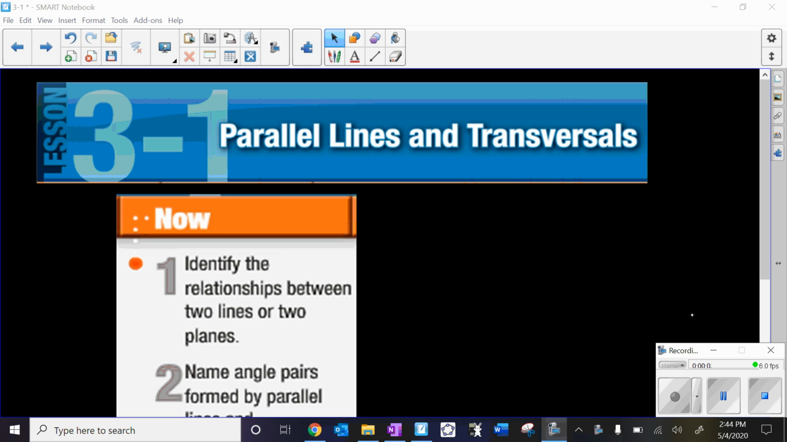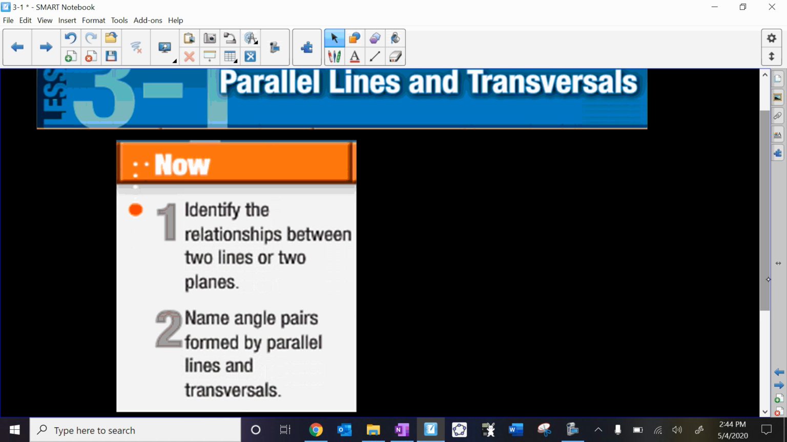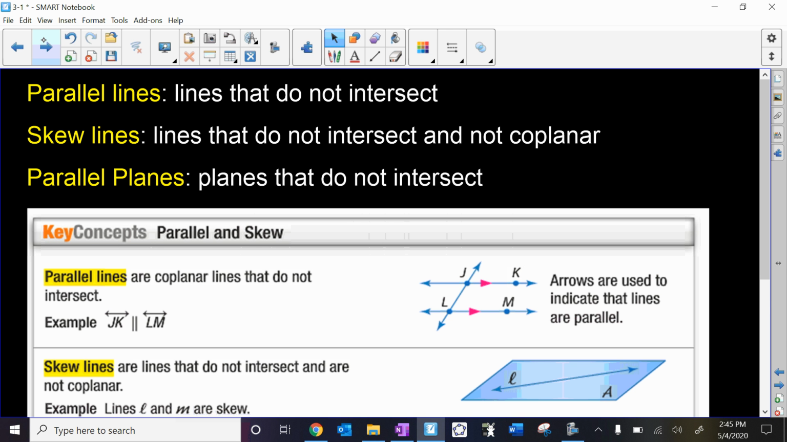Okay, in starting chapter 3, in section 1, we're going to look at parallel lines and transversals. So the first part that we're going to look at is really identifying the relationship between parallel lines and skew lines and parallel planes. And then in the second part, we'll look at naming different angle pairs that are formed by parallel lines and transversals. The second part is what we'll really use more throughout this entire chapter. Okay, but first dealing with the relationship of parallel lines, skew lines, and parallel planes.